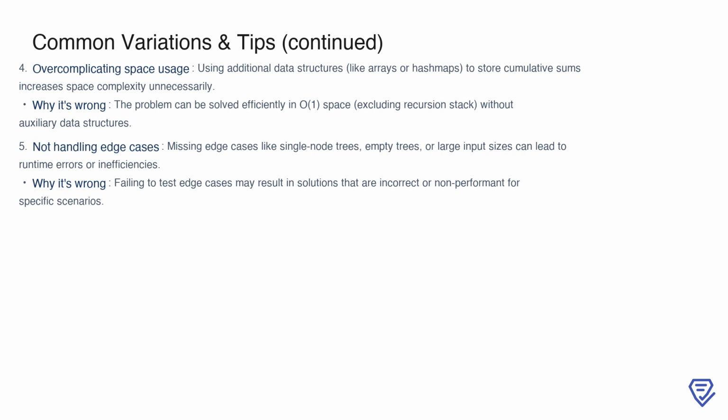Additionally, it's important not to overlook edge cases. Scenarios like an empty tree, a single-node tree, or trees with very large input sizes can easily be mishandled if not accounted for during testing. Missing these edge cases can lead to runtime errors, incorrect outputs, or inefficient performance in corner case scenarios. Addressing these situations proactively ensures your solution is robust and ready for real-world usage.